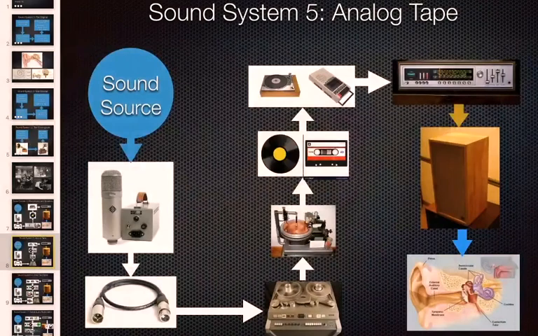So analog tape, though, what does this allow us to do? This is a pretty big deal, because now we're not just having to make one take at a time. We had previously, with the disc cutting situation, a performance had to be complete. You couldn't stop in the middle of it. You couldn't make any editing to it. You had to simply record exactly what was happening at the time.